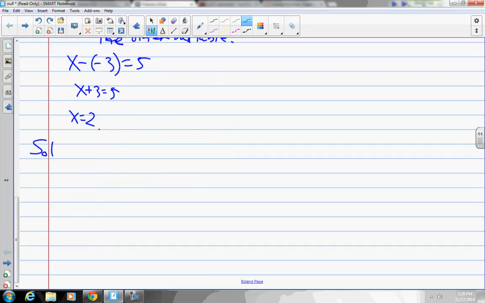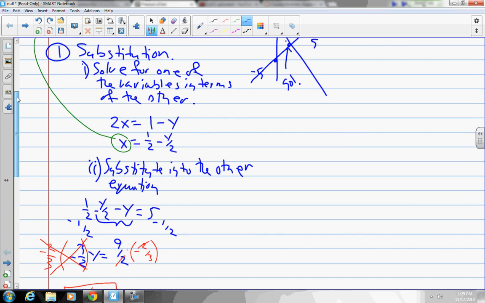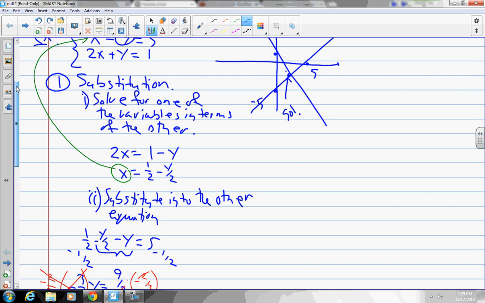So the solution here is 2, negative 3. Those are the coordinates of that point that we found. It kind of looks like 2, negative 3.